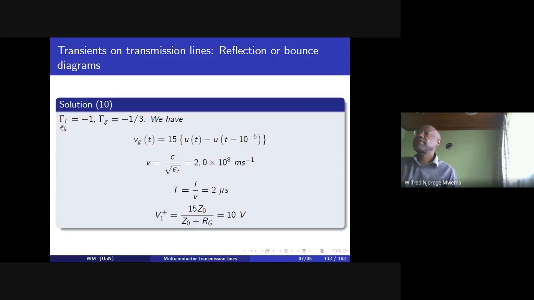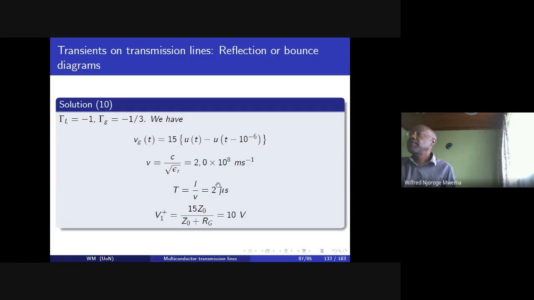So gamma L is equal to -1 because we have short-circuited the line. Gamma G is going to be given by -1/3 because of the relationship between Rg and Z naught. And therefore, we have V of G given by 15 volts times U of T minus U of T minus 10 to the -6, where 10 to the -6 is the length L divided by the phase velocity on that line. The phase velocity is just given by C divided by the square root of the electric constant. We get a value of 2.0 times 10 raised to 8 meters per second.